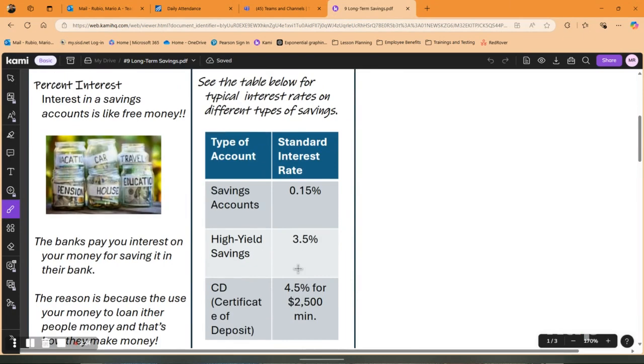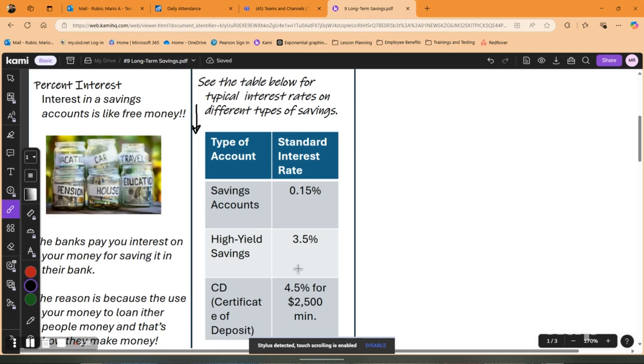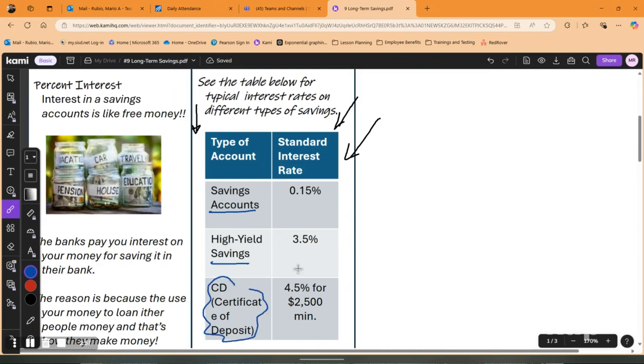Let's look at this little table. See the table below for typical interest rates on different types of savings. There's actually quite a few, but we're going to look at savings accounts, then we're going to look at a high yield savings, and we're going to look at something called a certificate of deposit, or a CD.